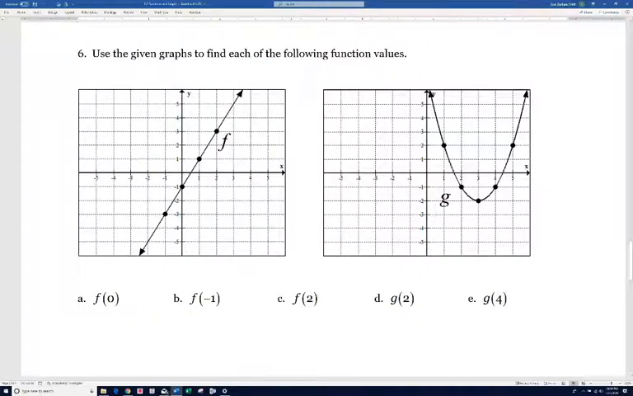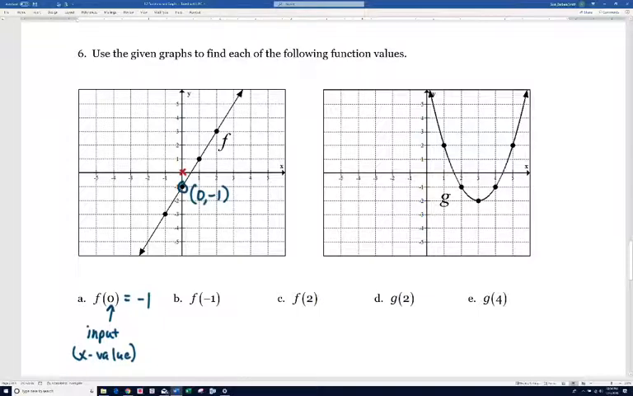So on number 6, it says use the given graphs to find each of the following function values. So on A we have f of 0, and notice this function is a line. And so basically notice 0 is an input value, or an x value. And so what we really want to do here is look where x is 0, and I need to find the point on the graph that has an x value of 0. Well, that would be that point there. It's just right below. So that's the point 0, negative 1. So 0 corresponds to negative 1 on this graph. And so f of 0 is equal to negative 1.